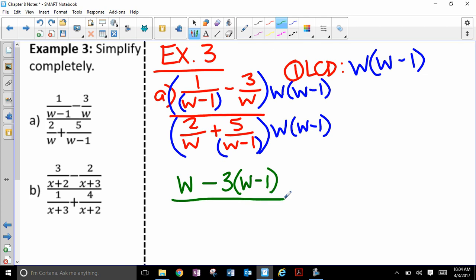All over. Now if you look on the bottom, you have 2 over w times the LCD, so the w's cancel. So you're left with the 2 parentheses w minus 1. So 2 parentheses w minus 1 is that first term that's left. Plus, you've got 5 over w minus 1 and the LCD. The w minus 1 cancels. So you're left with 5 times w, which is 5w.